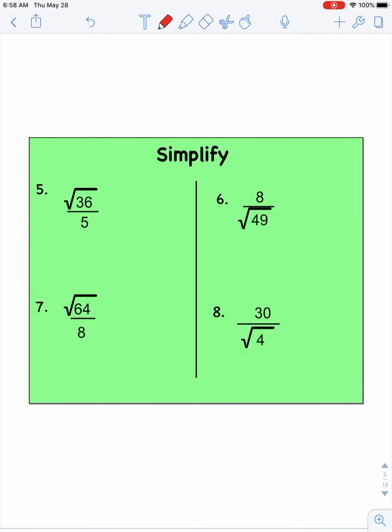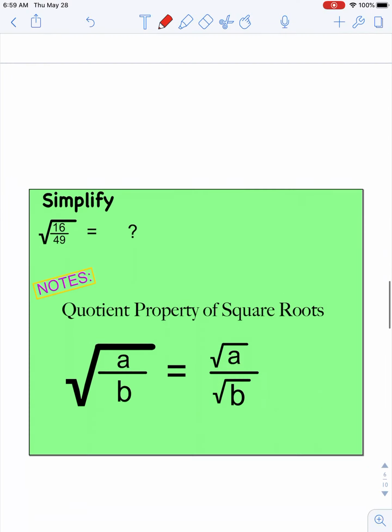Well, the square root of 36, that's 6. You should be starting to get comfortable with these. That can't be reduced. 8 over the square root of 49 is just 8 over 7. Again, that can't be reduced. You can get a decimal for it, but we're not providing any decimal answers on this. 64 divided by 8. Well, the square root of 64 is 8. So we have 8 over 8, which is simply 1. And last but not least, this would be 30 over the square root of 4, which is 2, which would equal 15 over 1, or 15. So it's pretty simple when you have a perfect square under the radical.